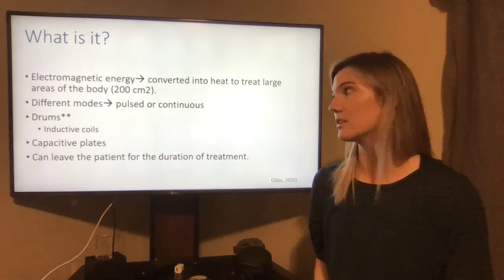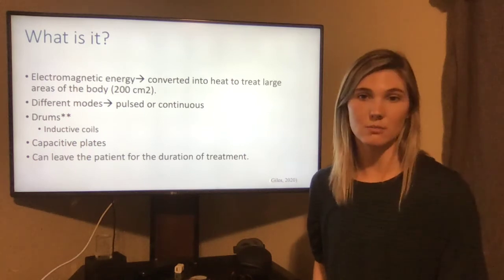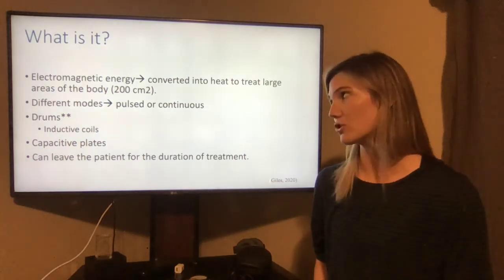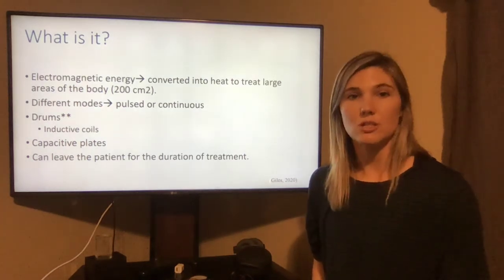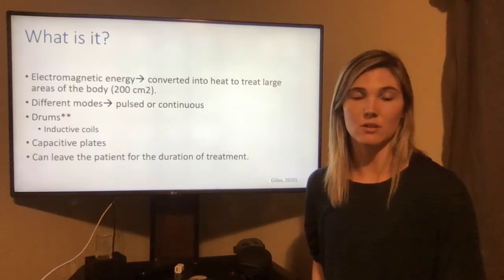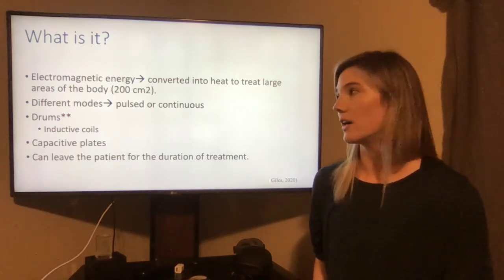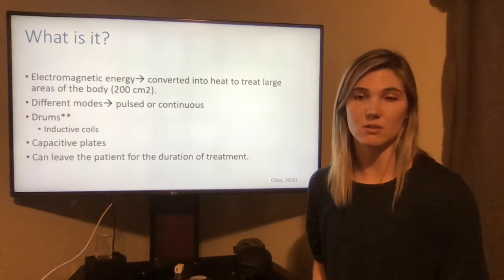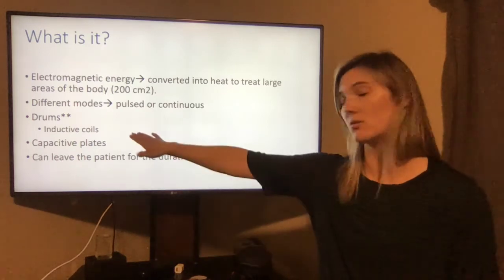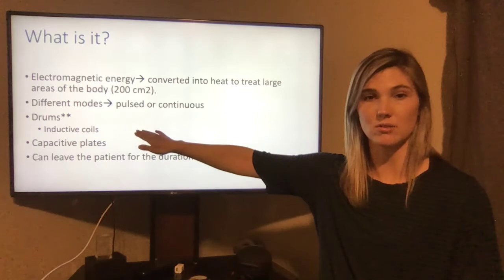There are a couple different settings, pulsed and continuous. Pulse is going to be a non-thermal treatment, continuous is going to be a thermal treatment. Within the machine, you have drums or capacitive plates. The drums are using inductive coils that are sending oscillations down into the deep tissues, the muscle tissues. Drums have been shown to have high conductance in muscle tissue.